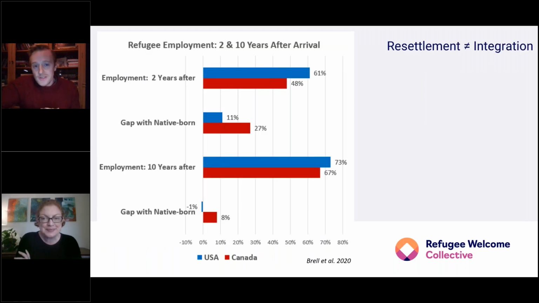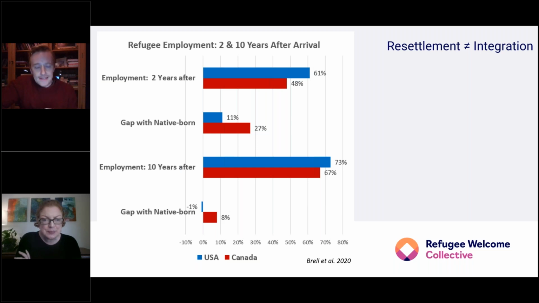So that's a good first step, but as I said, resettlement is a short-term focus on initial reception, getting people set up in a country, but integration is a much longer-term process. So I'm giving you some data from the United States and comparing it to Canada, which has a longer established sponsorship system. So we can see how sponsorship has worked out in Canada and maybe ask, will sponsorship in the US give us some similar results?